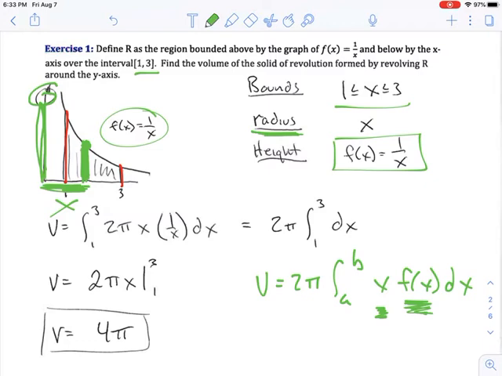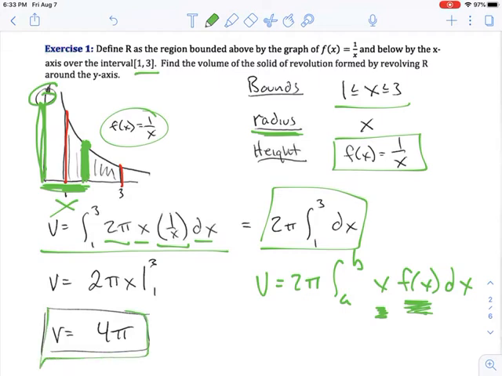And so we have all the components that we need. We can just put them right into our formula. Volume is equal to the integral from 1 to 3 of 2 pi x, the radius, times 1 over x, the height, times dx. Simplifying that a little bit, we get this. And so that's pretty easy to integrate. We end up with 2 pi x from 3 to 1. Our final volume is 4 pi.